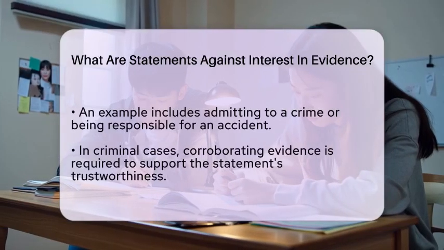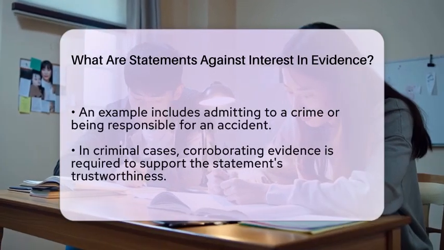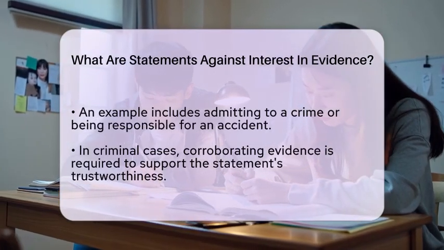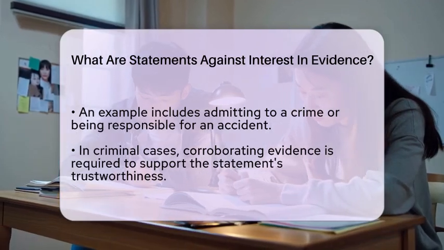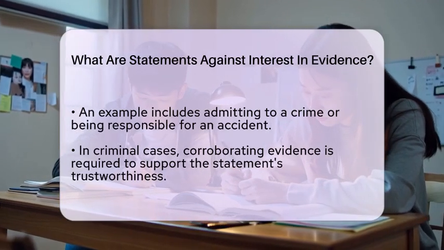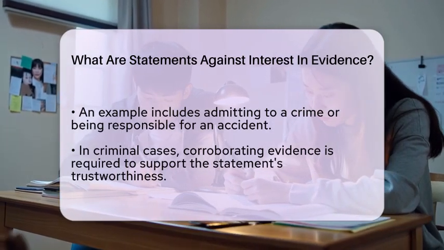For example, if someone admits to committing a crime or being responsible for an accident, that would be against their interest. In criminal cases, there is an additional requirement. There must be corroborating circumstances that support the trustworthiness of the statement. This helps ensure that the statement is not used to convict someone without additional evidence backing it up.